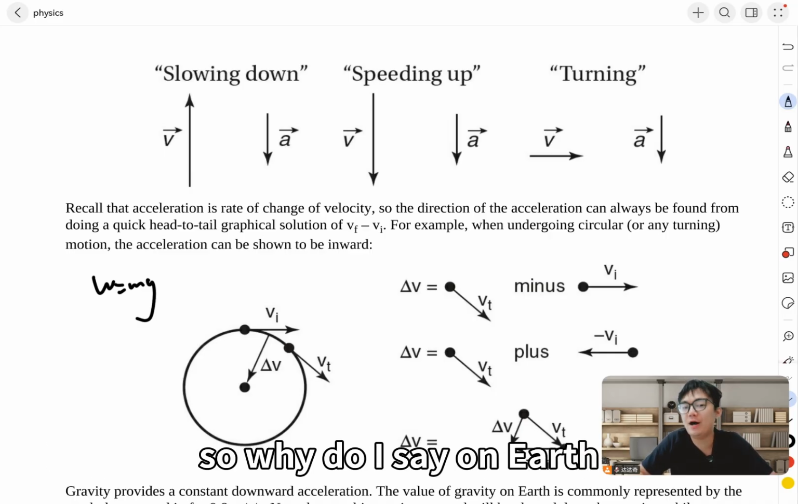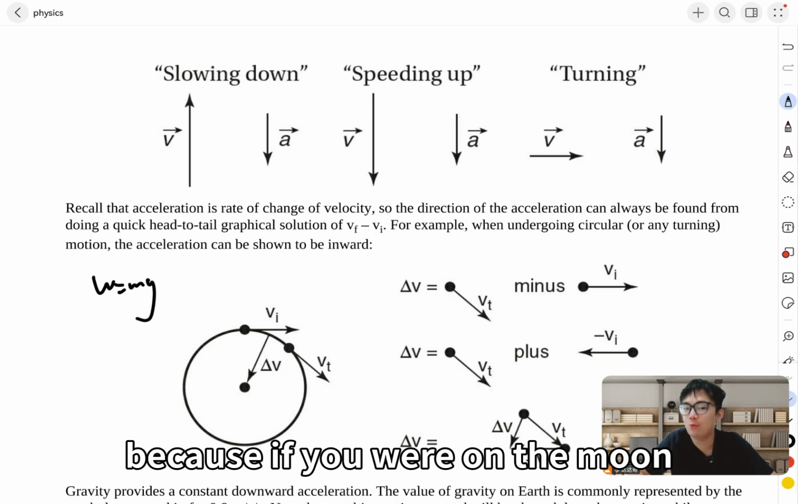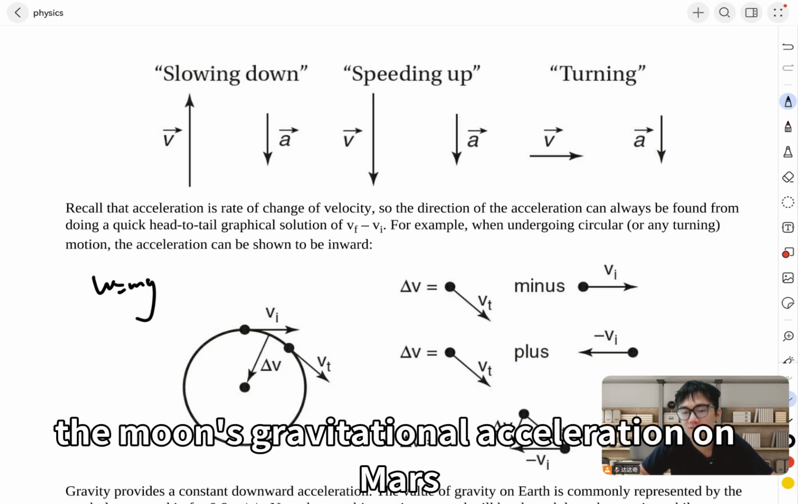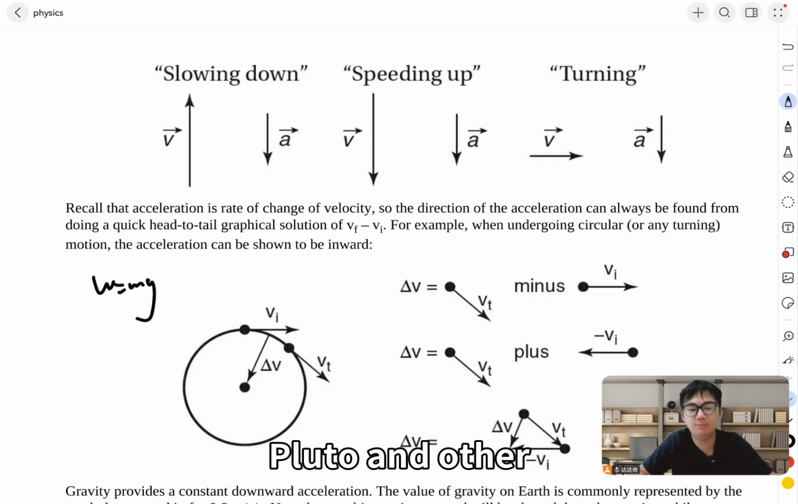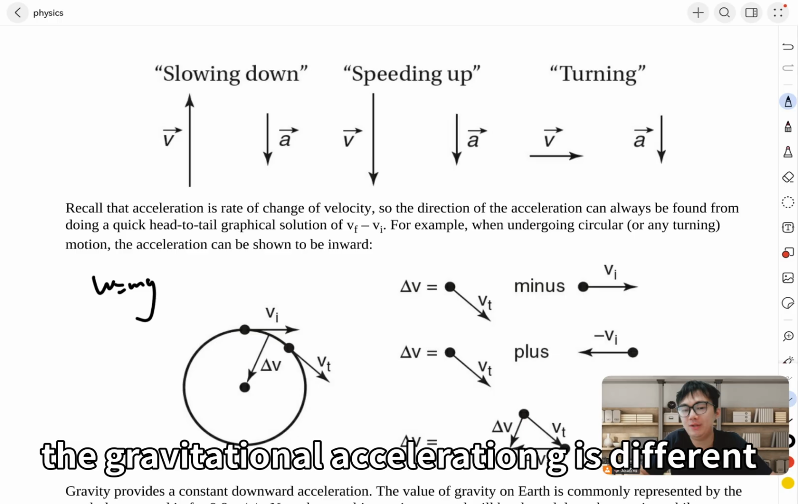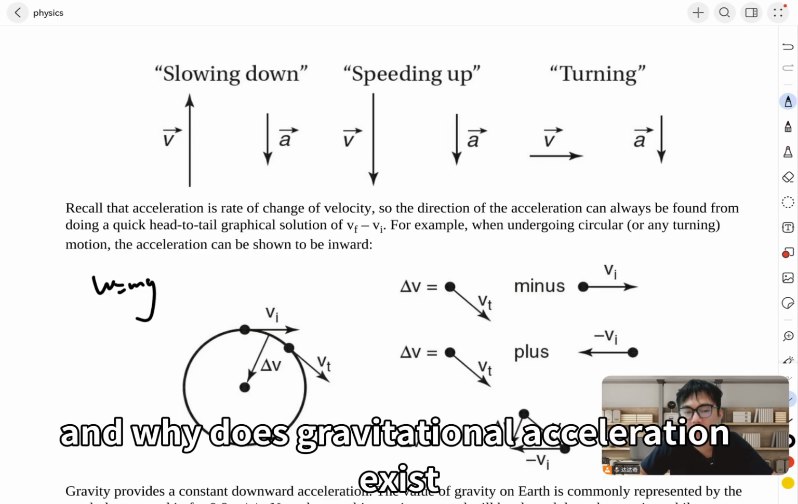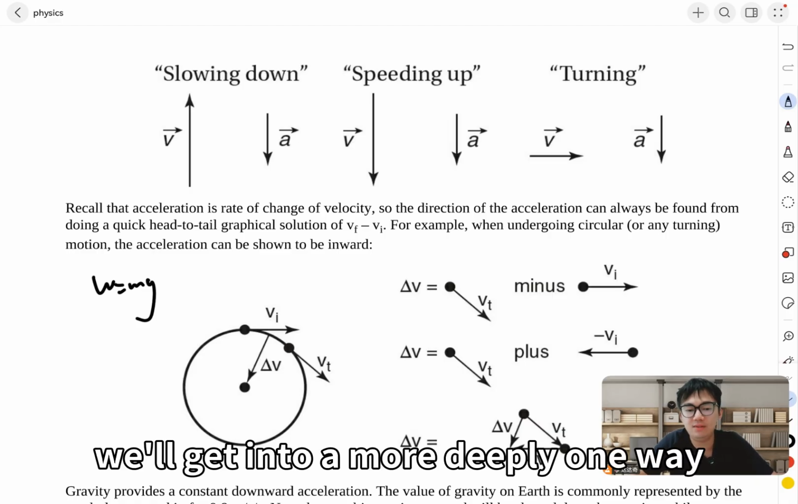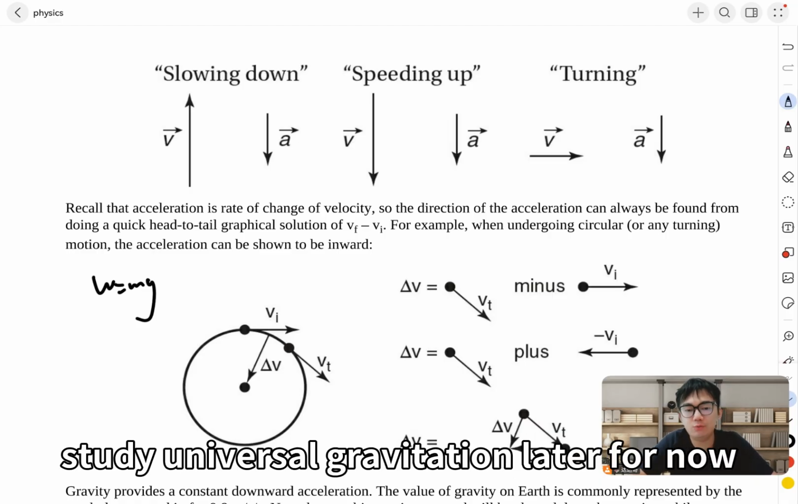So why do I say on Earth? Because if you were on the moon, your weight would be your mass times the moon's gravitational acceleration. On Mars, Pluto, and other planets, the gravitational acceleration g is different. And why does gravitational acceleration exist? We'll get into it more deeply when we study universal gravitation later.